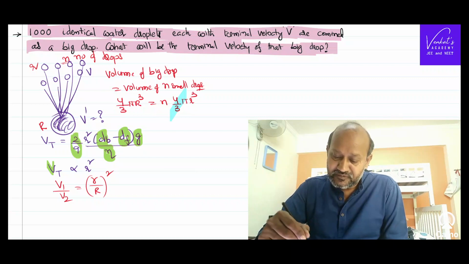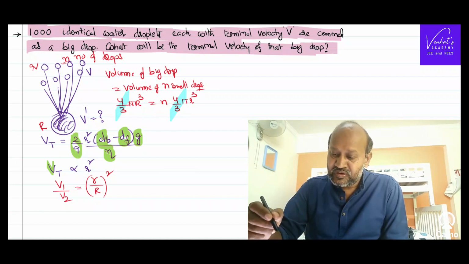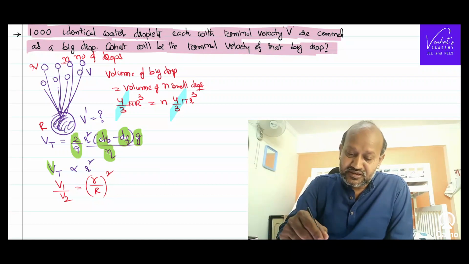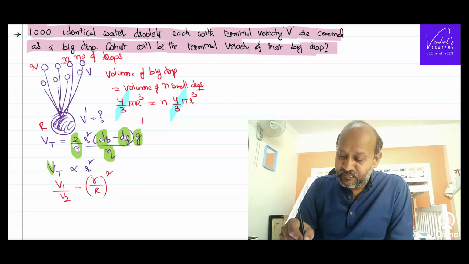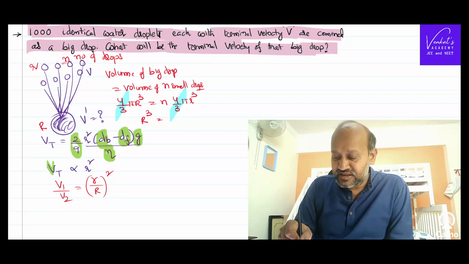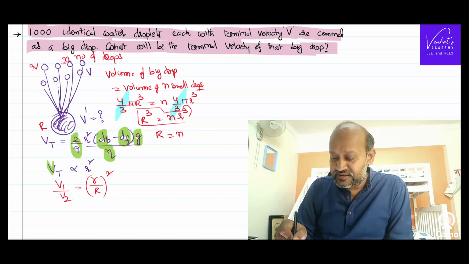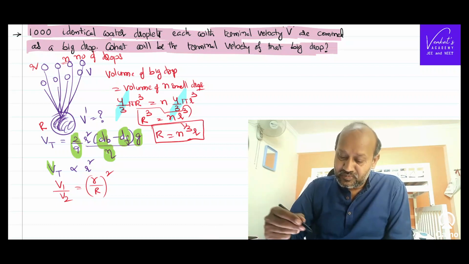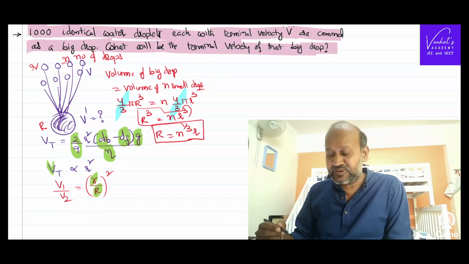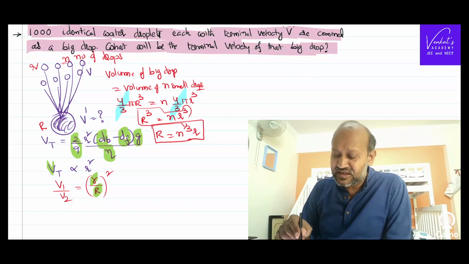So what can be cancelled? 4 by 3 pi, 4 by 3 pi can be cancelled. If you write the equation, what will be remaining? Capital R cube is equal to n into small r cube. If you take cube root on both the sides, capital R is n power 1 by 3 of small r. Thus I got the relation that I want between small r and capital R. Let me just substitute this nice relation we have got.